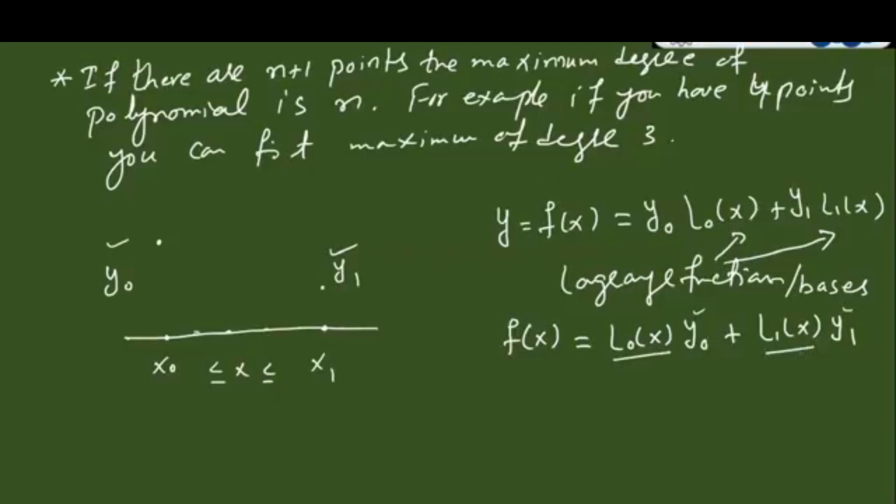So the Lagrange basis has some characteristics. If I want to understand this basis, it has some sort of an on and off mechanism, a switch mechanism. How?